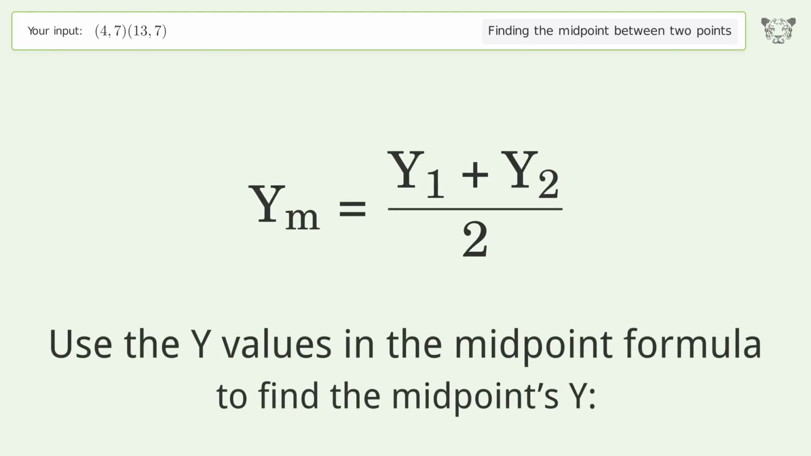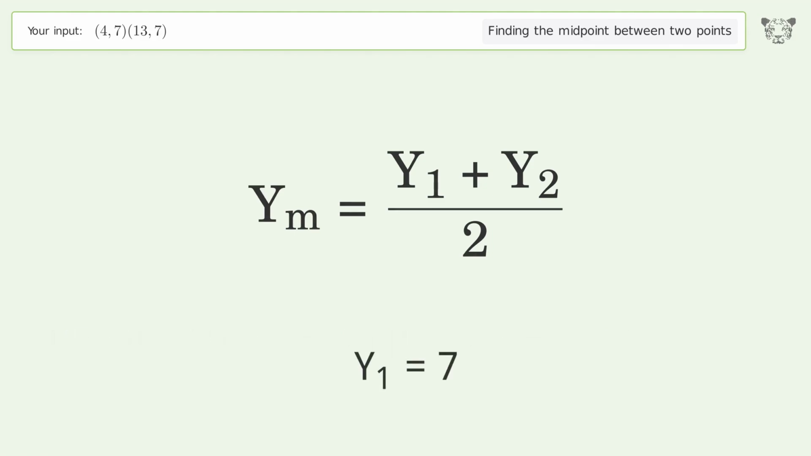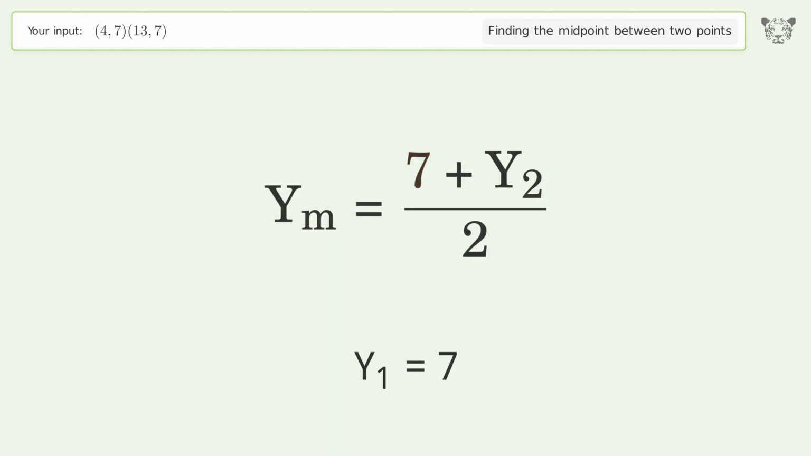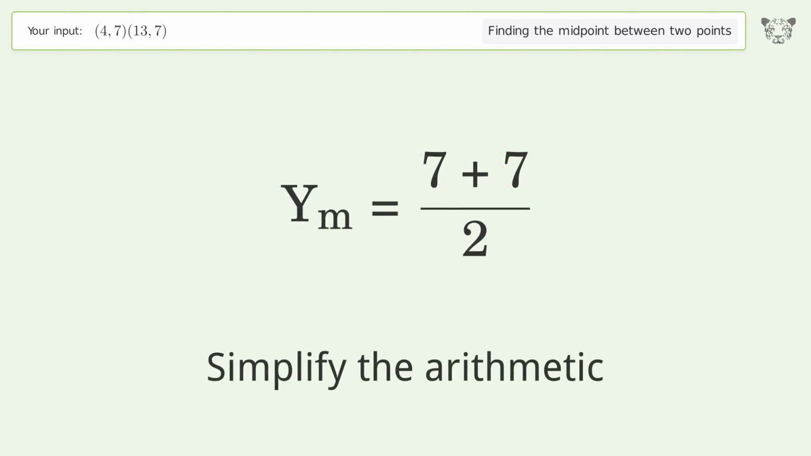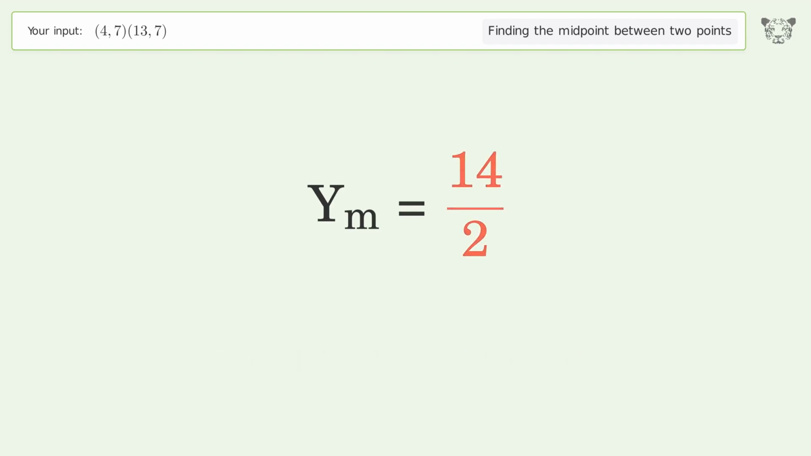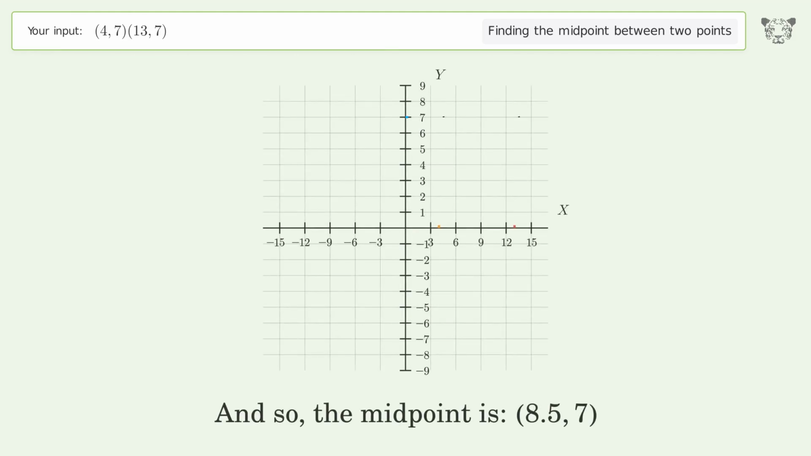Use the y values in the midpoint formula to find the midpoint's y. y1 equals 7. y2 equals 7. Simplify the arithmetic. And so, the midpoint is 8.57.